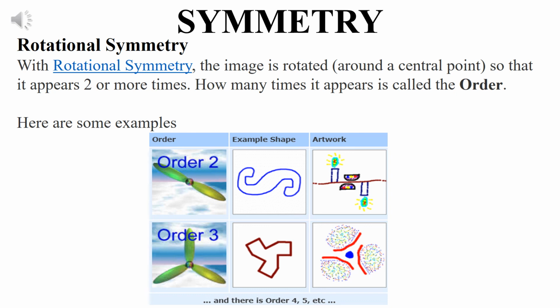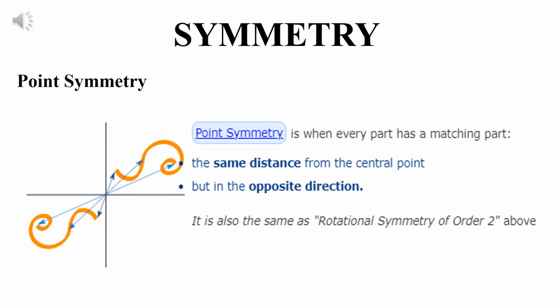Rotational symmetry. With rotational symmetry, the image is rotated around the central point so that it appears two or more times. How many times it appears is called the order. Here are some examples. Point symmetry. Point symmetry is when every part has a matching part, the same distance from the central point, but in the opposite direction. It is also the same as rotational symmetry of order 2 above.